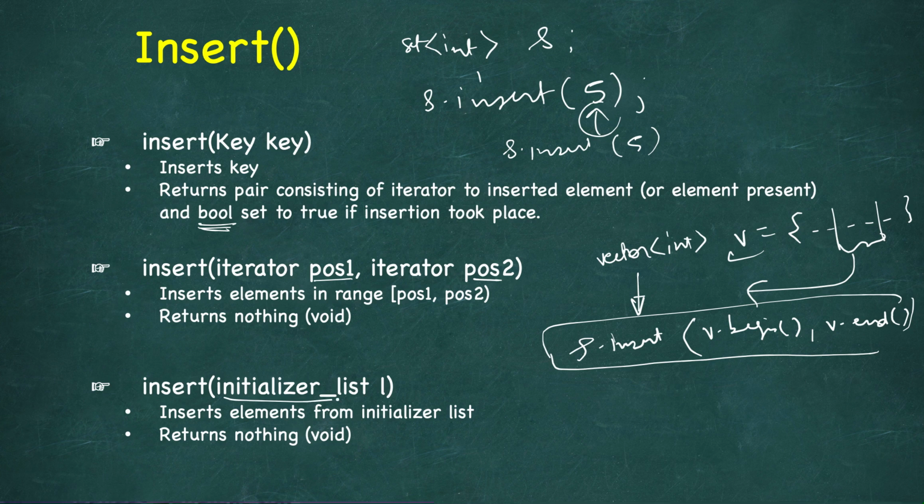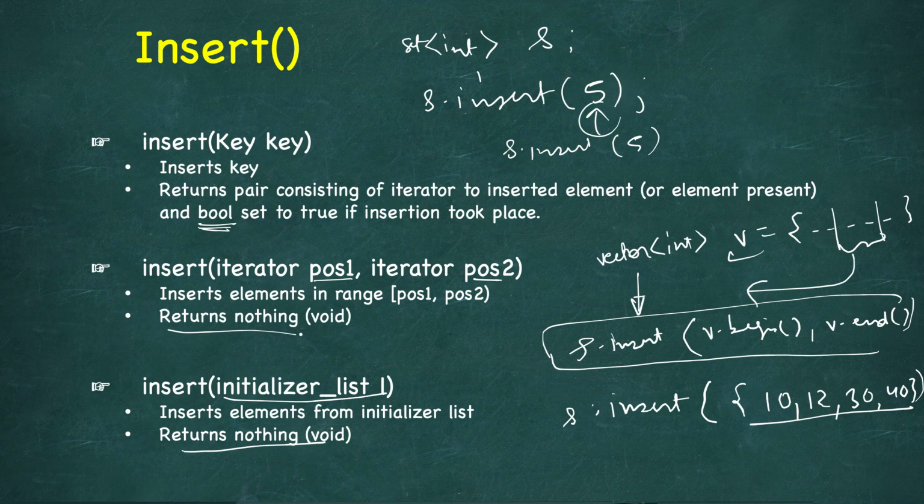Similarly, you can call s.insert and pass an initializer list like 10, 12, 30, 40, then it will insert these elements into the set. And again, if there are duplicates, which one will be inserted is not defined. Similarly here, if the vector has duplicates, which one will be inserted is not defined. Then it returns nothing, as with this one. So these two versions are not returning anything.